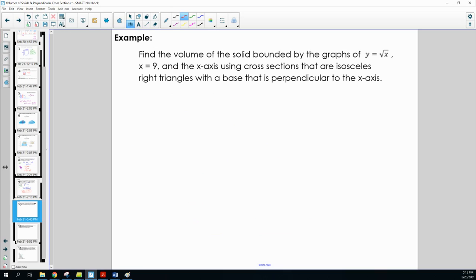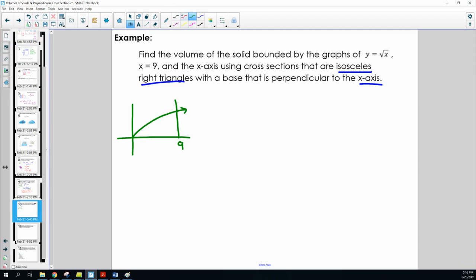Okay, so let's look at this example. Find the volume of the solid bounded by the graphs of y equals the square root of x, x equals 9, and the x-axis using cross-sections that are isosceles right triangles with a base that is perpendicular to the x-axis. So I'm going to sketch this graph. So y equals the square root of x, that's going to be that graph. X equals 9 is going to be like here.